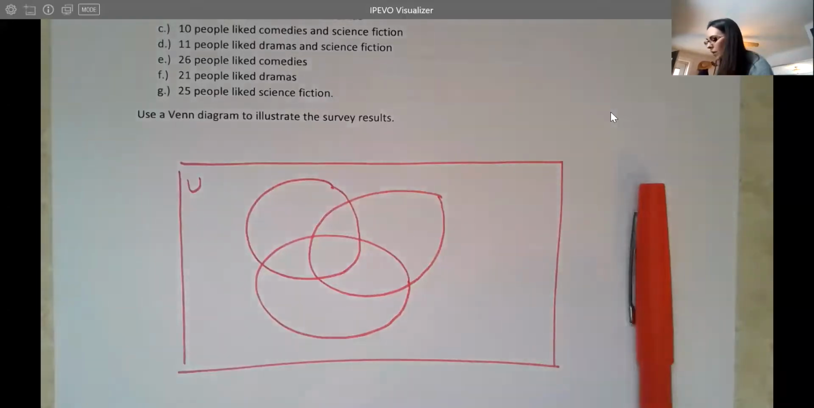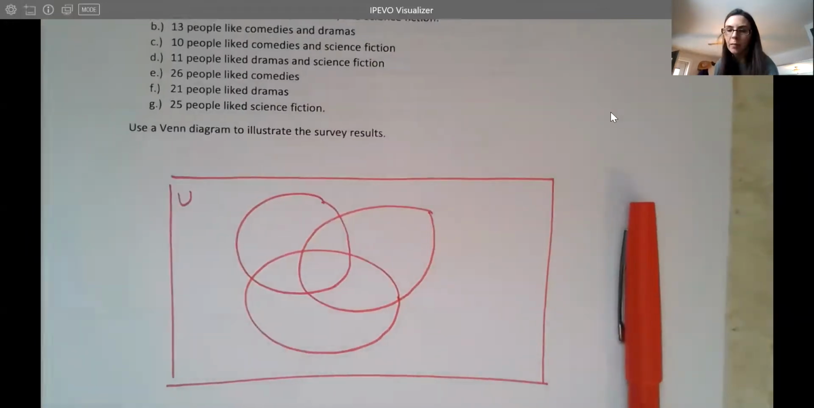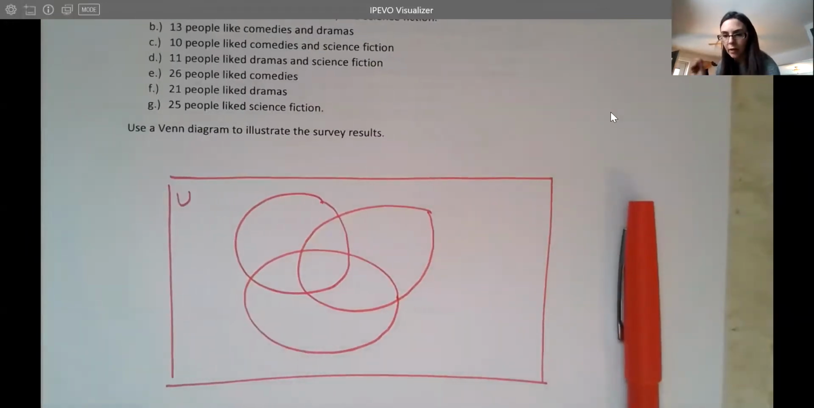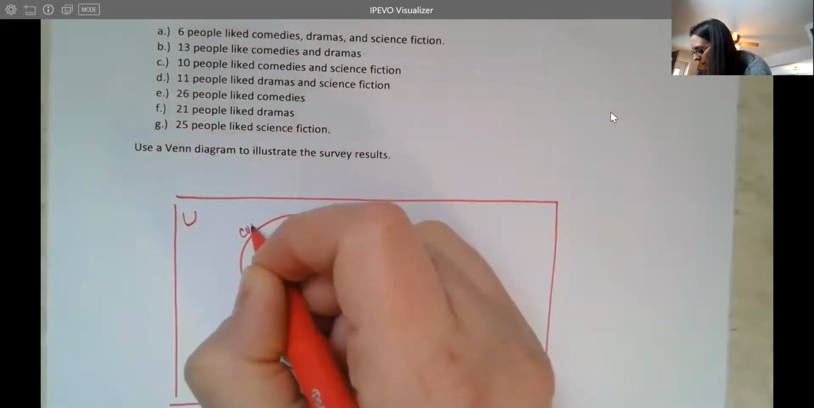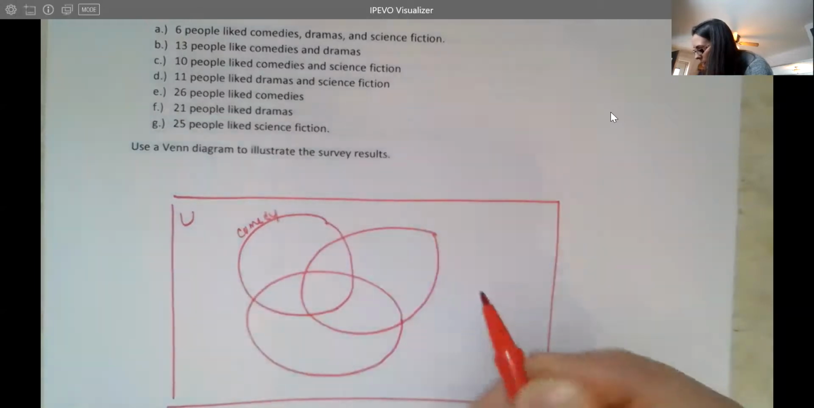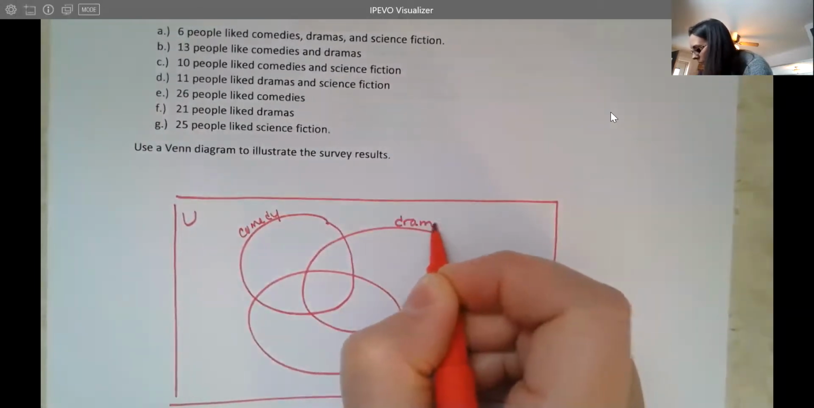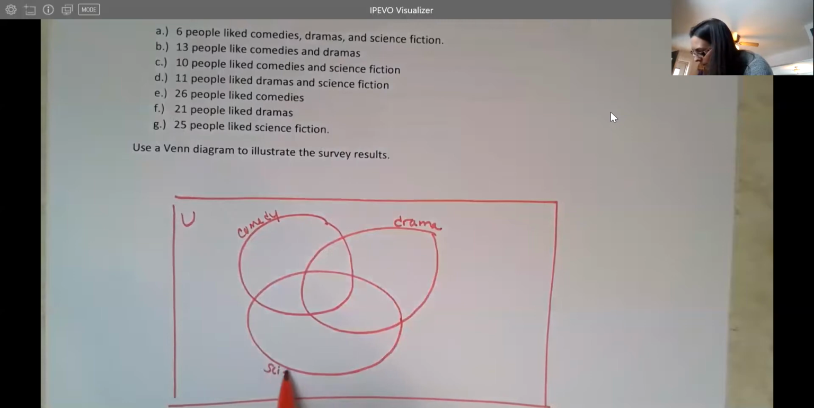Okay, so I'm just going to label these. Instead of using A, B, and C, I think it'll be easier just to label them with the different genres. So I'm going to label this one comedy. I'll label this one drama. And I'll label this one science fiction.